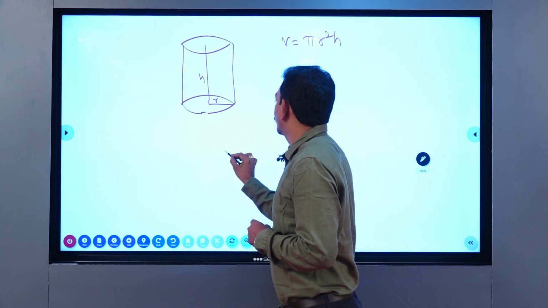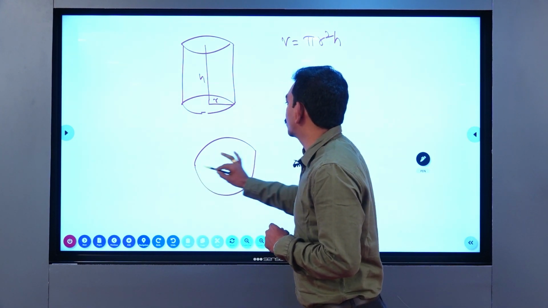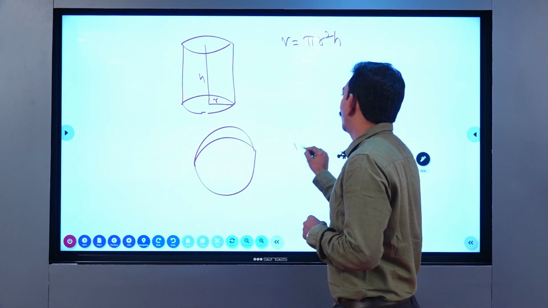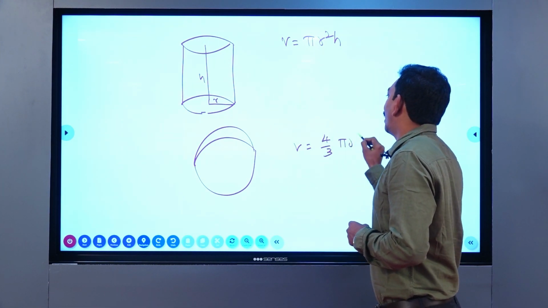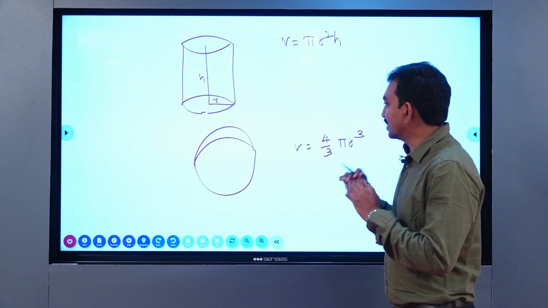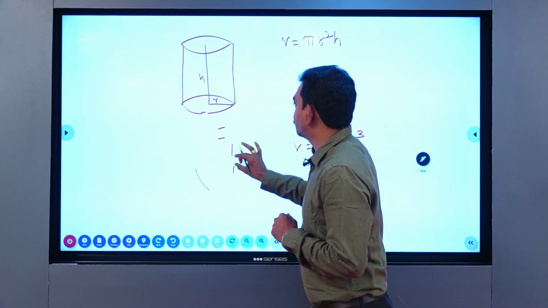If you have a hemisphere, two hemispheres will form one full sphere, right? So two hemispheres will form one full sphere. What is the volume of sphere, guys? 4 by 3 pi r cube. So with these two formulas in mind, we are going to solve the above problem.